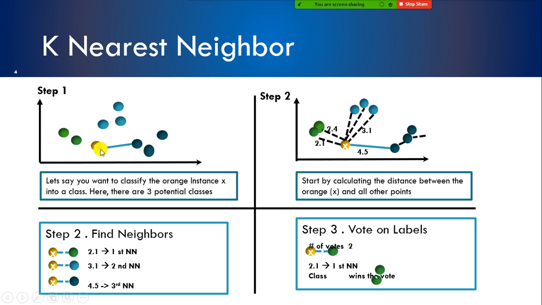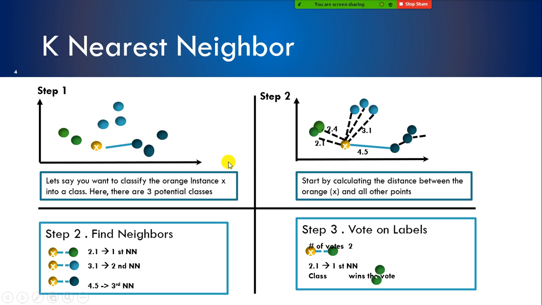Now I want to classify this new record. Let's say this is a new customer, and we want to classify whether this customer is going to default or not. Let's take a simple example. In that case, you will have to define the K value. Let's say K is equal to 3. In step 1 you mention K is equal to 3, and in this case we have 3 potential classes.